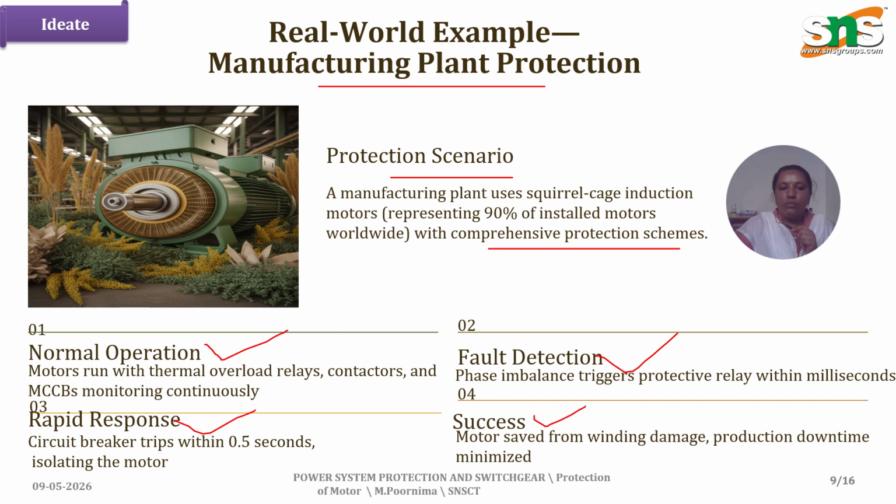In normal operation, the motor runs continuously with thermal overload relay, contactors, and MCCB. Then a phase fault triggers the protective relays, and the circuit breaker trips within 0.5 seconds, isolating the motor. The motor is saved from winding damage, and protection is the main thing.